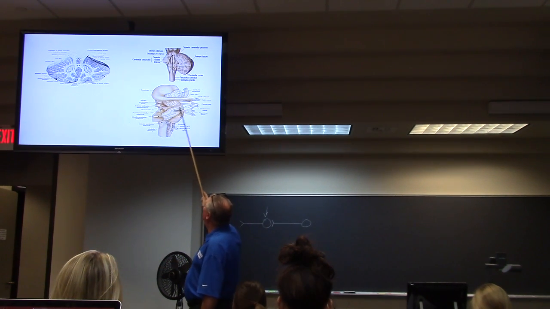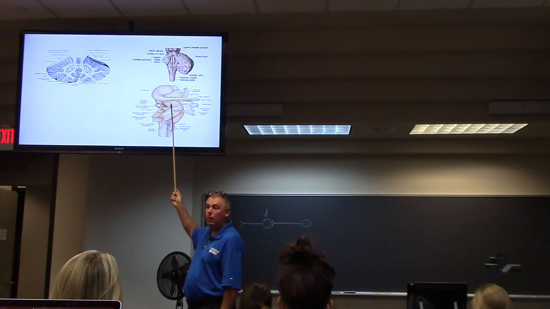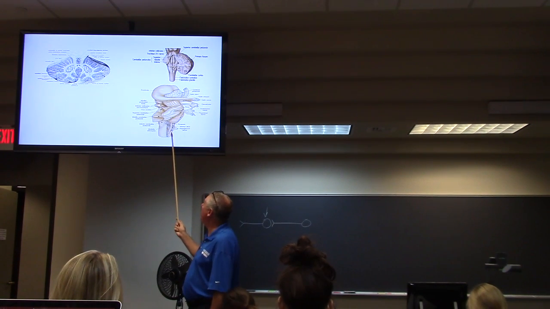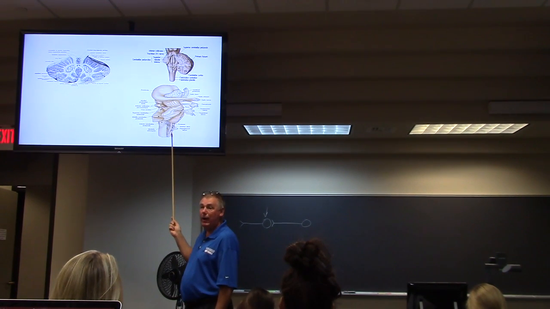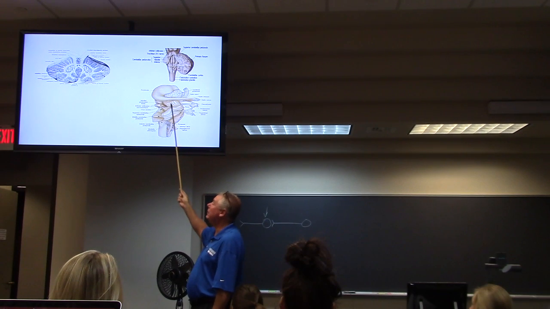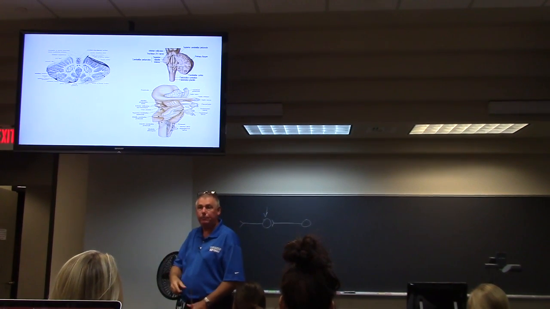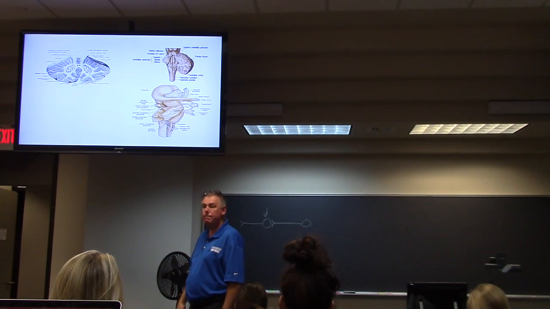You've got the cerebral peduncle, right? The cerebral peduncle is here. The pyramidal tract, the pyramid, is down here. The predominant input that makes this big hump is the descending motor activity from the cortex. Okay?